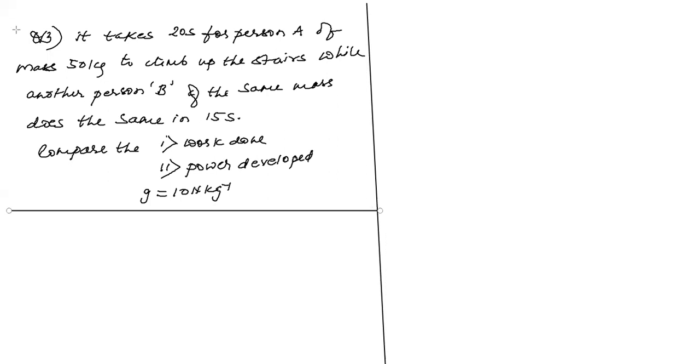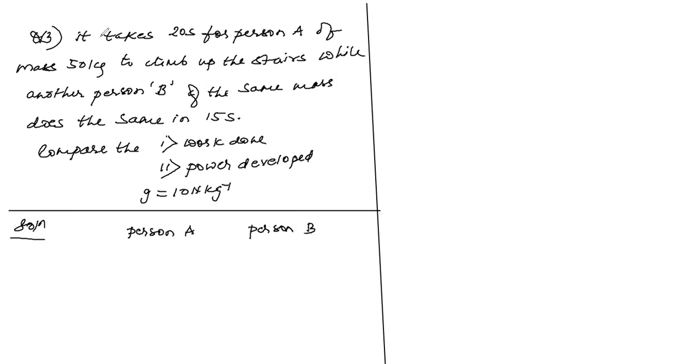Question number 13, children. It takes 20 seconds for person A of mass 50 kg to climb up the stairs, while another person B of the same mass does the same in 15 seconds. Compare the work done. I'll say it like this, children, just to help you understand better. I make two columns, person A, person B.